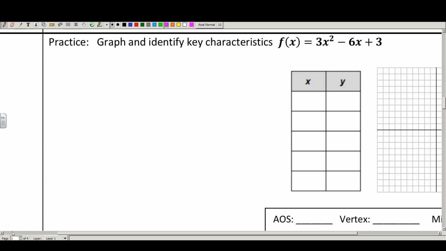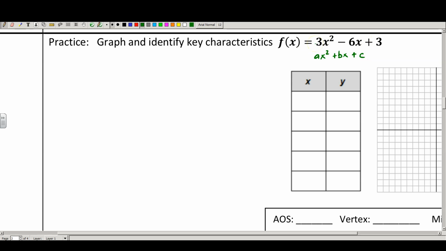Hey, what's up, everyone? We are going to look at graphing a quadratic again and just review the process of how to graph a quadratic equation. The first thing that you'll see in this practice problem is that we have a quadratic that is in standard form that we talked about, right? So this is an ax squared plus bx plus c form.